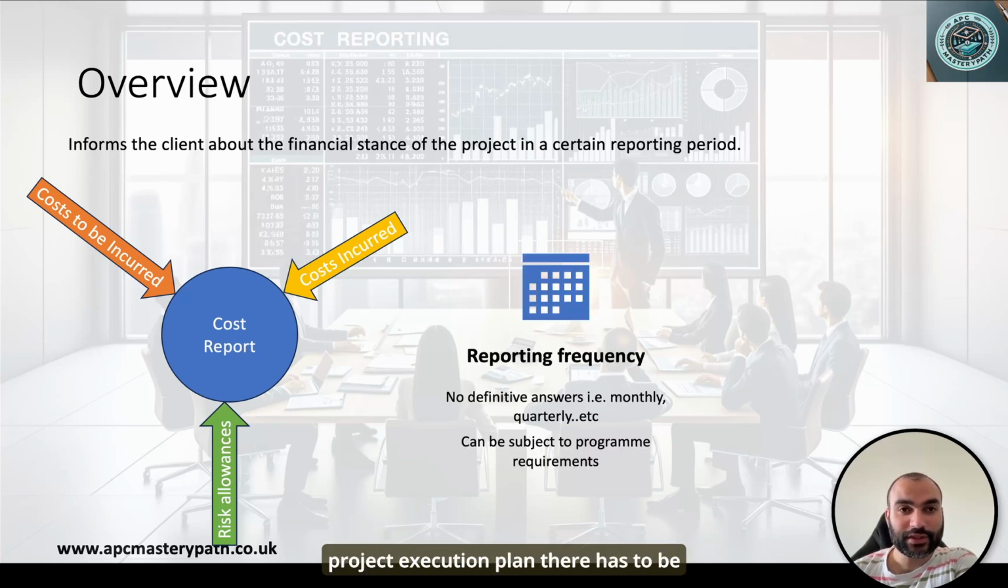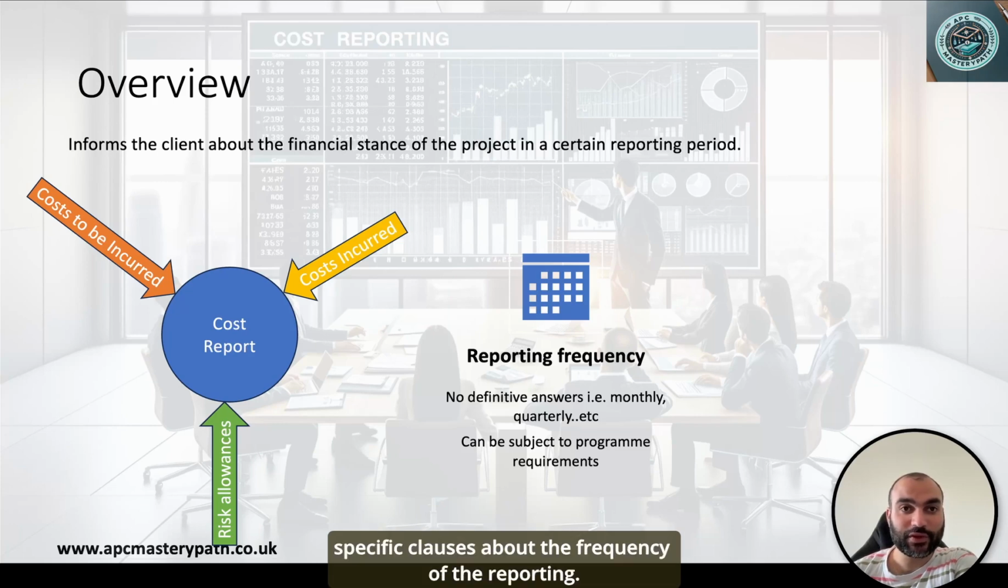In the project execution plan, there has to be specific clauses about the frequency of the reporting. The frequency of the reporting between the different stakeholders is going to be dependent on the type of the cost report, which I'm going to be expanding on over the next slides. Different types of cost reports would mandate different reporting frequency. It might be every month, it might be once a quarter, it might be once every 6 months.